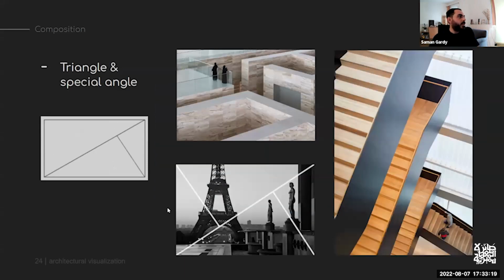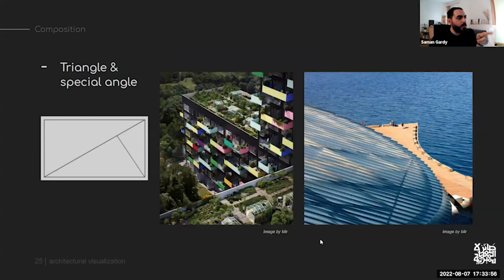And then triangle and special angles. Here, if you have a specific design, whether it's inside or outside, you can go through your design and find this specific angle. Usually, it creates triangles. Here, as you can see from these staircases, or here, how the special angle was used. We can talk about it even more in these visualizations.